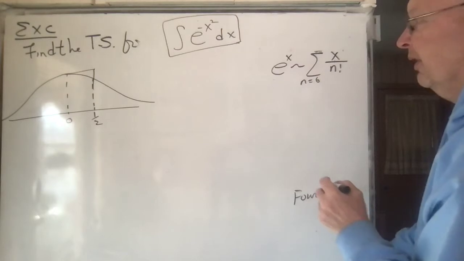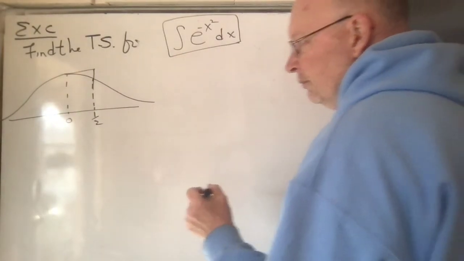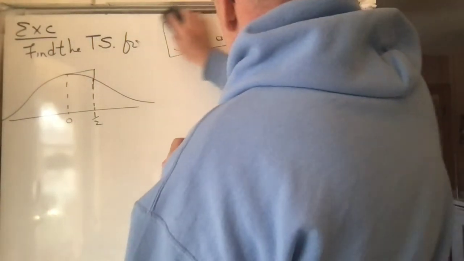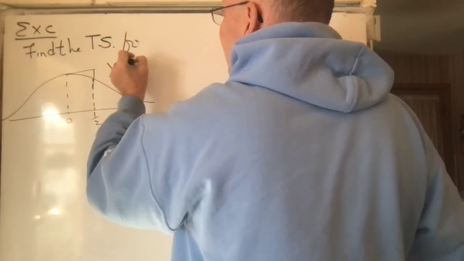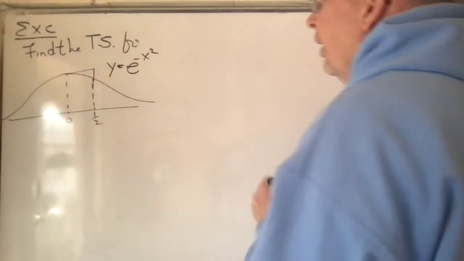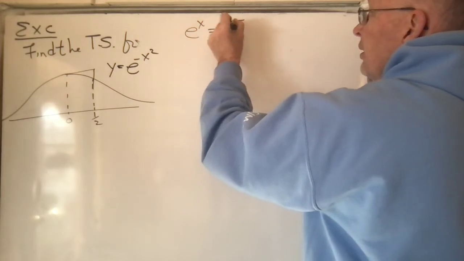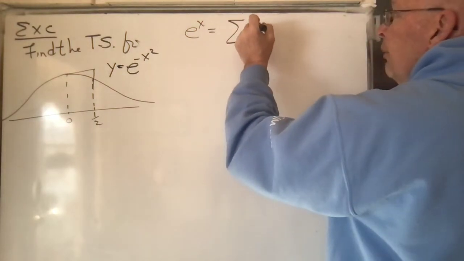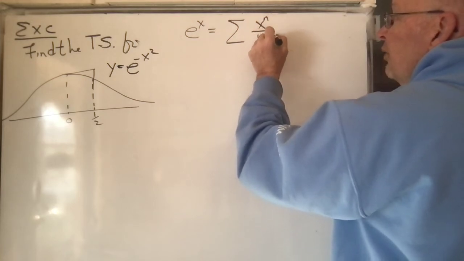We start off with e to the x. Let me rewrite it here. So get this back up here. This is the function y equals e to the negative x squared. So we start with e to the x is equal to, what was it? It was the sum of x to the n over n factorial.